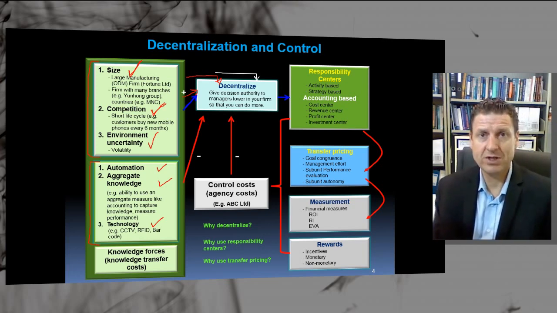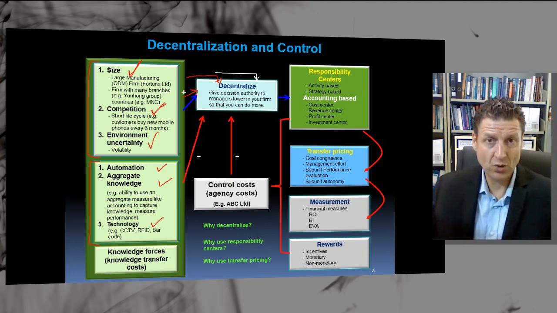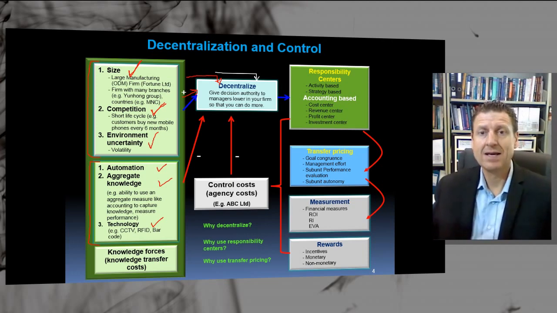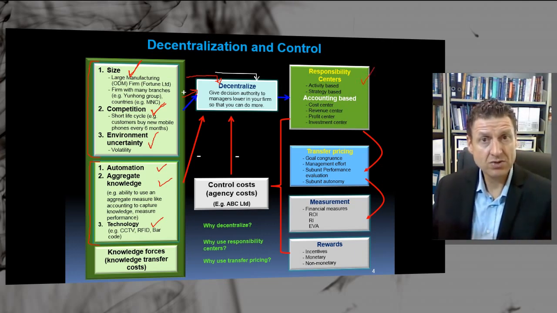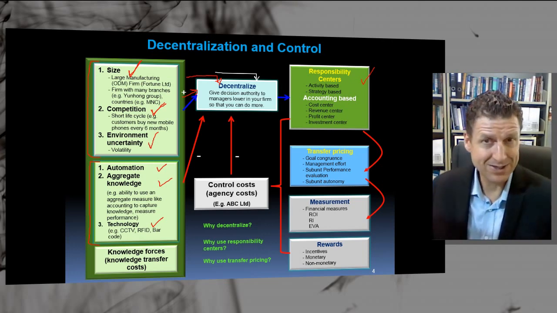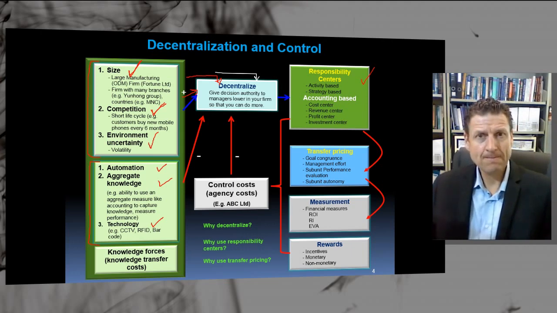So there are different divisions. They could be in different geographical areas. So we want to look at responsibility centers. They could be activity-based, strategy-based, or accounting-based: cost center, revenue center, profit center, investment center. All right, now we've got responsibility centers. So now we need to have some transfer pricing. Why?